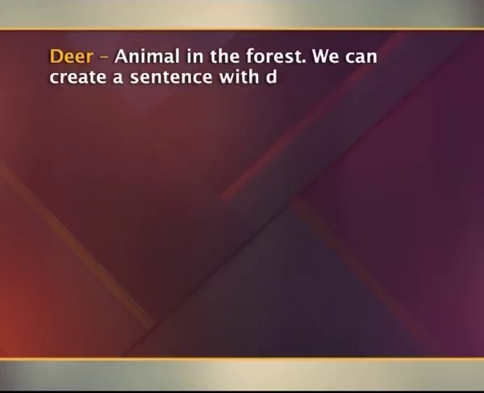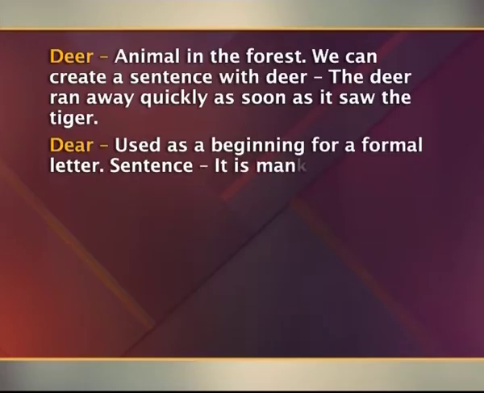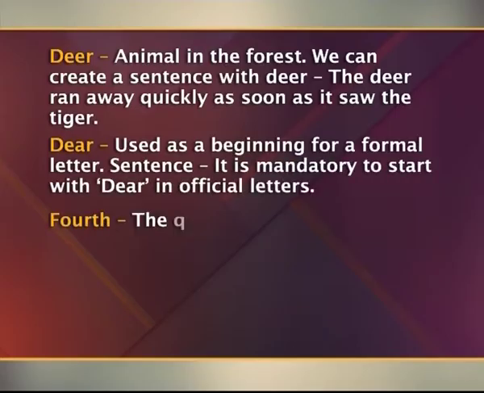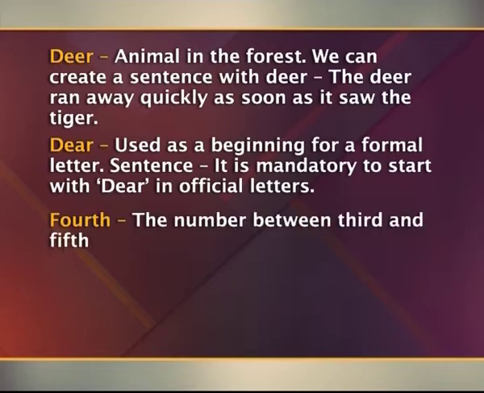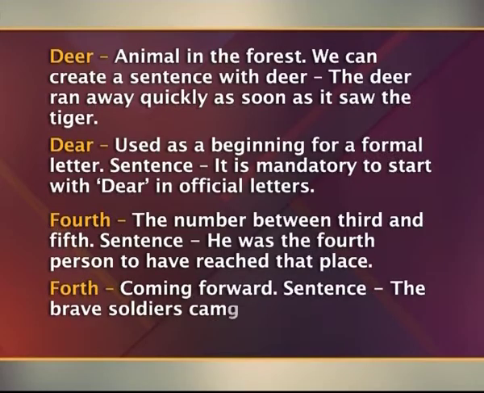We can create a sentence with deer. The deer ran away quickly as soon as it saw the tiger. Dear, used as a beginning for a formal letter. Sentence could be, it is mandatory to start with dear in official letters. Fourth, the number between third and fifth. Sentence, he was the fourth person to have reached that place. Forth, coming forward. Sentence, the brave soldiers came forth to face the enemy.